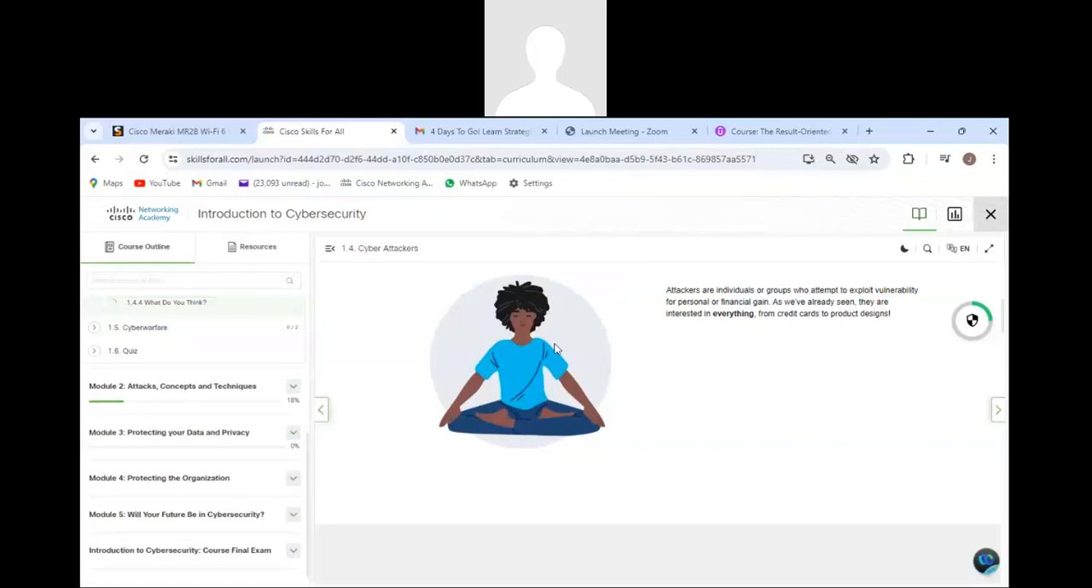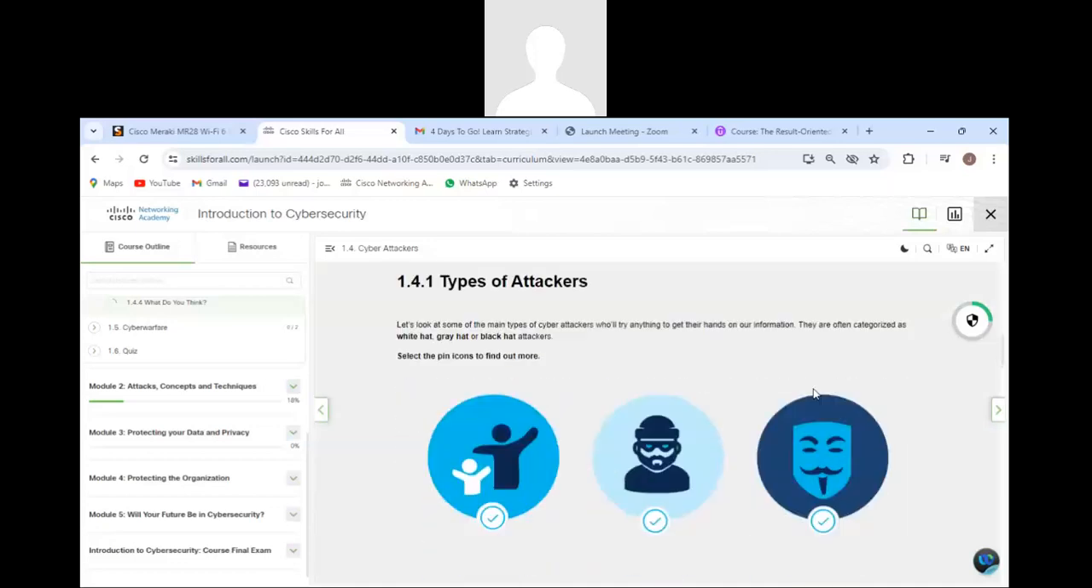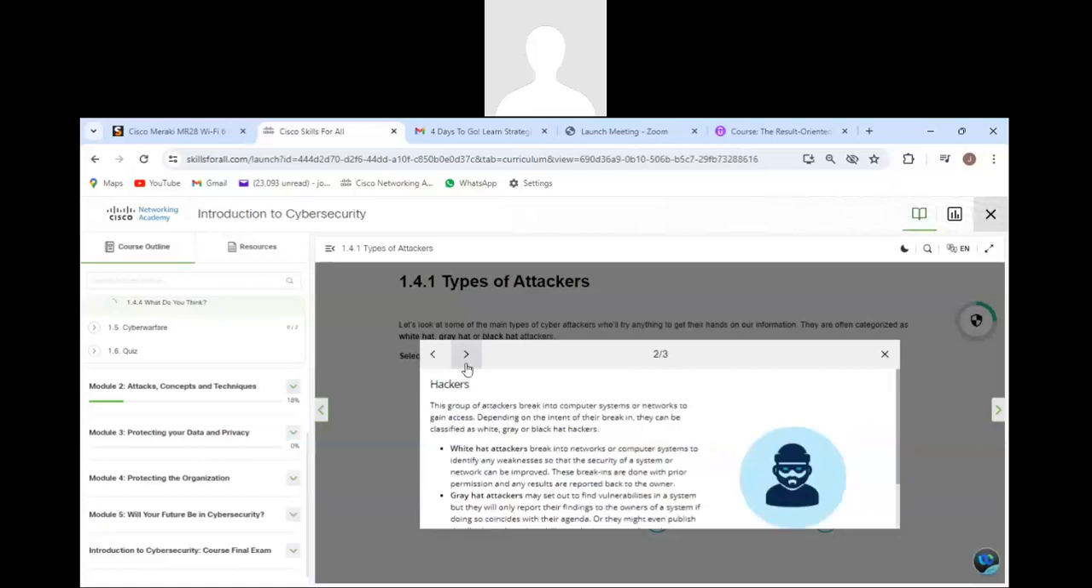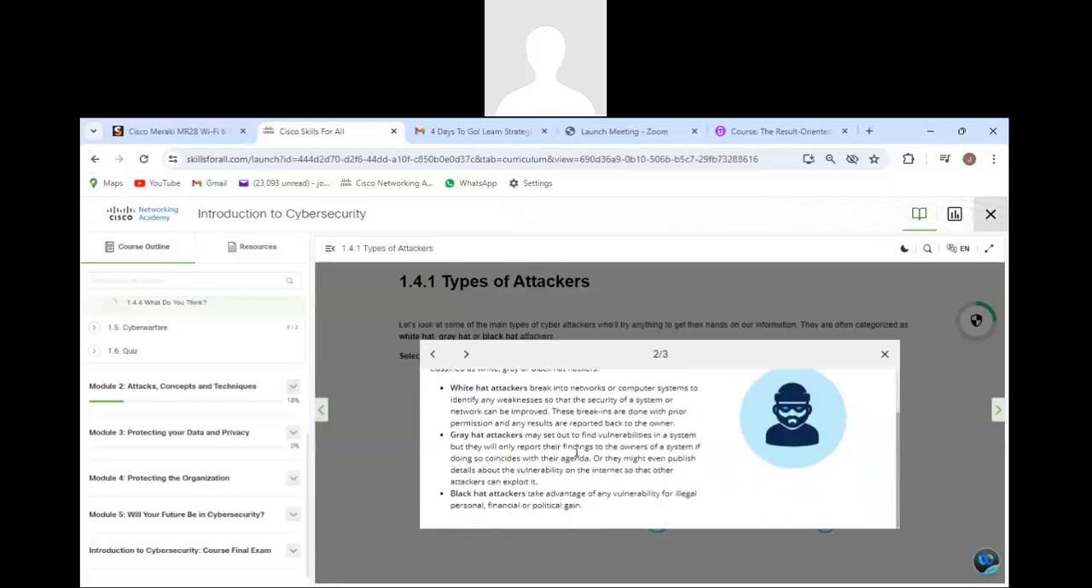Now, attackers are individuals or groups who attempt to exploit vulnerability for personal or financial gains. We have three types of attackers. We call them script kiddies, the amateurs. The other type of attackers is what we know as hackers. And we have three types of hackers: the white hat hackers, the grey hat hackers, and the black hat hackers.